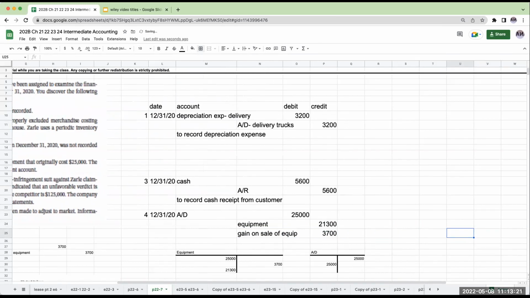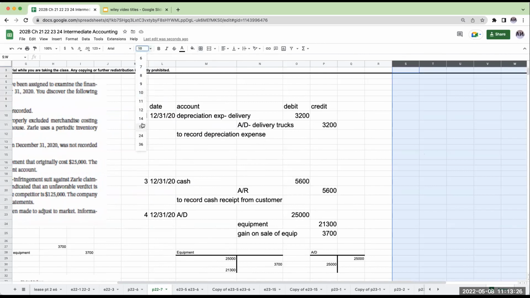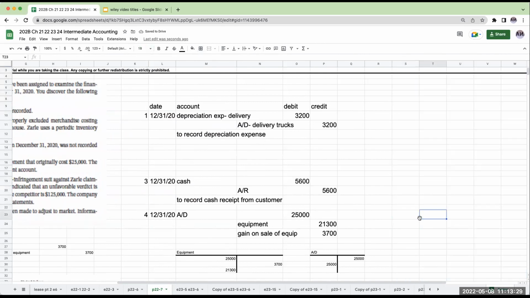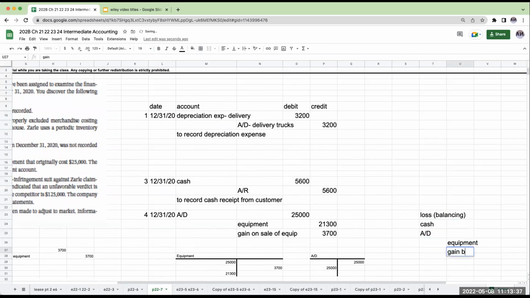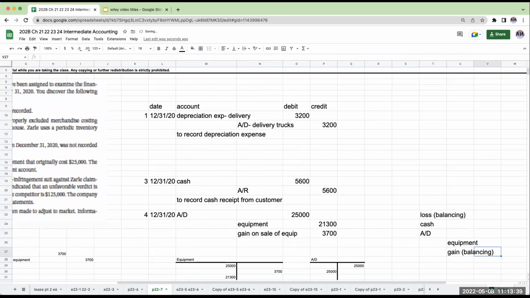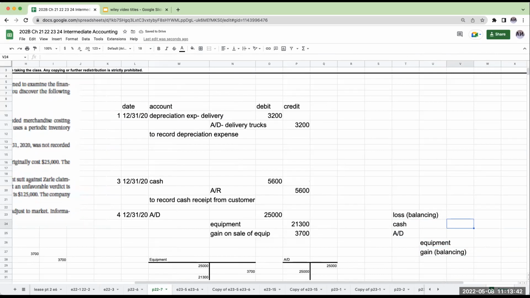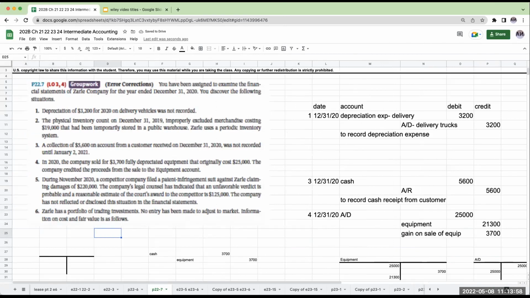And if we think about it, the normal entry that I have you do for these types of transactions, by this time, should be loss balancing, cash, accumulated depreciation, equipment, gain balancing. So over here, what I should have done is I got 3,700. I debited accumulated depreciation on equipment. I credited equipment. And then my gain is going to be my balancing entry. So that's what we're trying to achieve by making this correction.